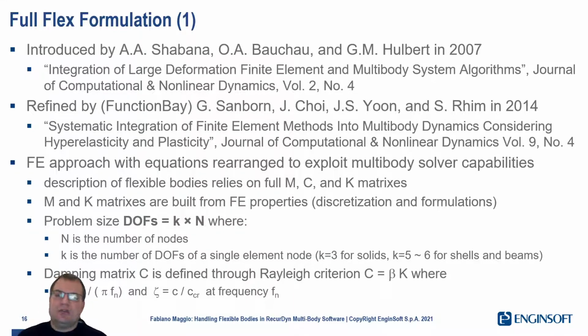The damping matrix is built starting from stiffness and mass as done in finite element theory. So this is known as Rayleigh criterion. In RecurDyn, we only use the stiffness matrix, so the damping matrix is just a fraction of the stiffness matrix. Of course, if you know the theory behind, you can calculate the coefficient beta to obtain a certain level of damping ratio for a chosen frequency.